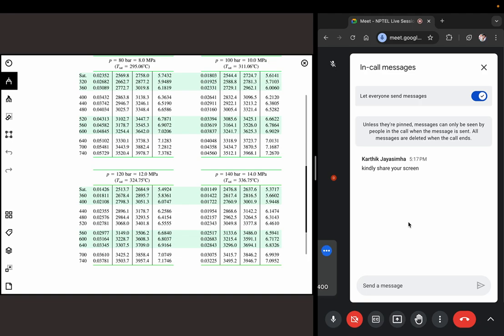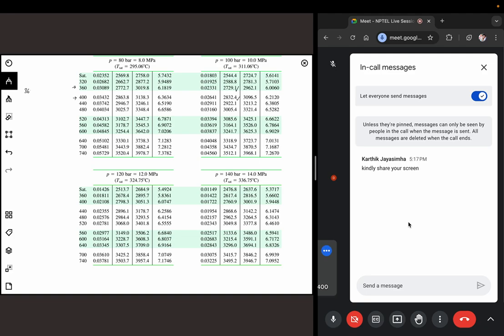This is the 100 bar table, and you need to look up a value for 375 Celsius. The values that we have here are 360 and 400. So you can do a weighted average of the property. You need to calculate internal energy, so you just calculate internal energy values. These are the values that are given. So how do you get the final value at 375?